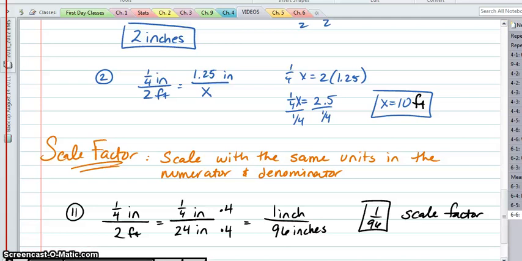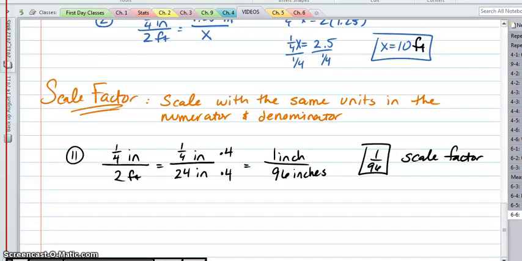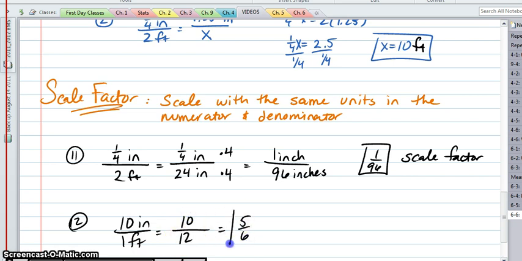What I'd like you to do now is to go ahead and do number 12, please, and hit play when you're ready to see the solution. Okay, so here, what is the scale factor if the scale is 10 inches to 1 foot? Let's go ahead and convert so that we have the same unit on top and bottom. And then here, I'm just going to keep it 5 to 6, 5 inches to 6 inches. You do not need to change it so that the numerator is 1.